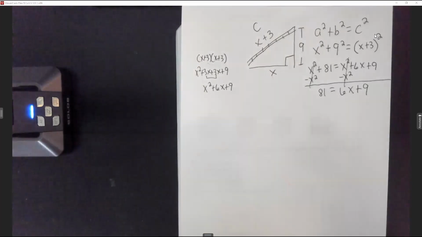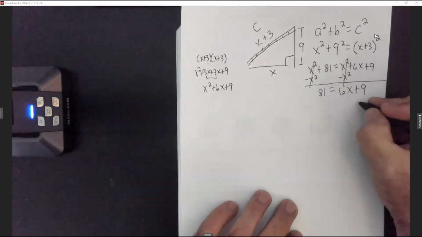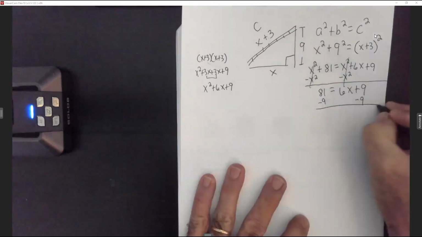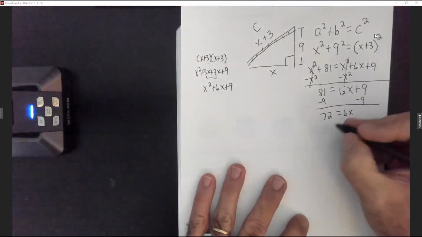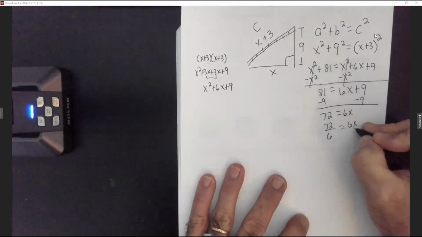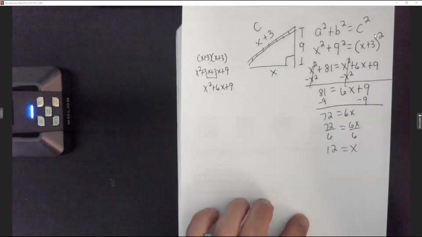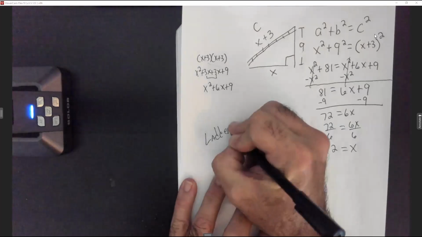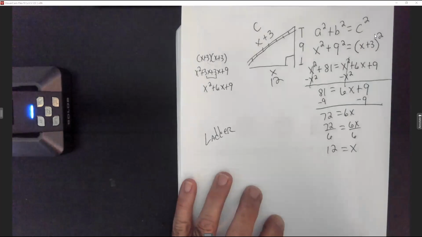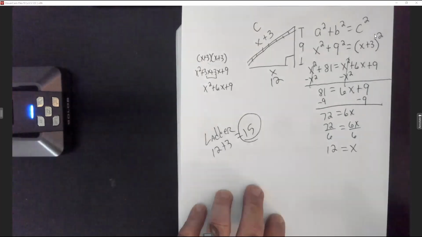So this was sort of nice with the x squareds canceling, because that means it's no longer quadratic and all we got to do is solve for the x. So we would subtract 9. So I get 72 equals 6x. And y'all, last step, divide by 6. So that's going to give me x. And let's see, 72 divided by 6 is 12. But remember, we don't care about the x side. We wanted the latter. So the latter will be 12 plus 3, which would give us 15, okay?